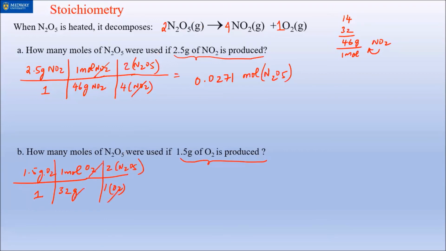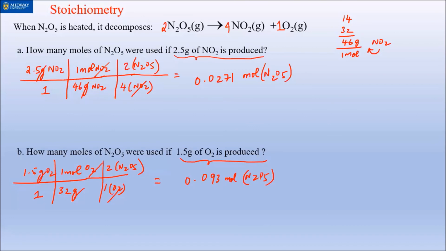Again, you see everything cancels out, right? What we want is the only thing that should be left. So 1.5 over 32 times 2 would be 0.093 moles of N2O5. Now let me hypothetically extend this question. This is where the problem ends. Okay, we're done. But what if I ask you, which of these 2 is limiting?